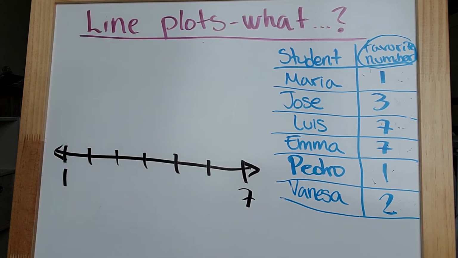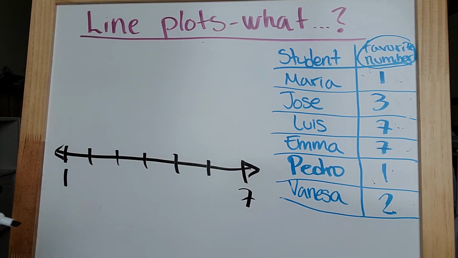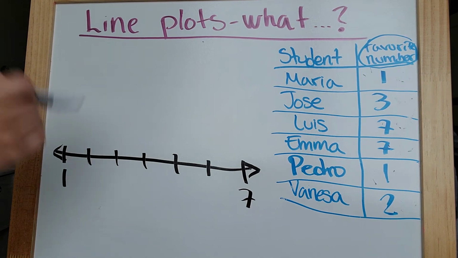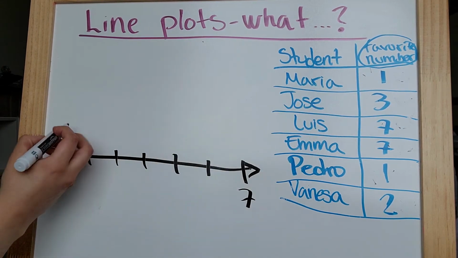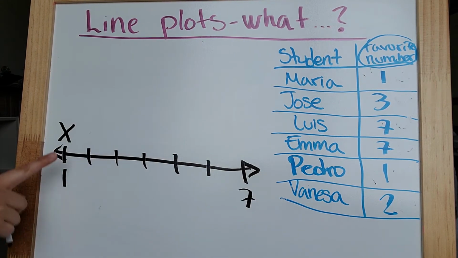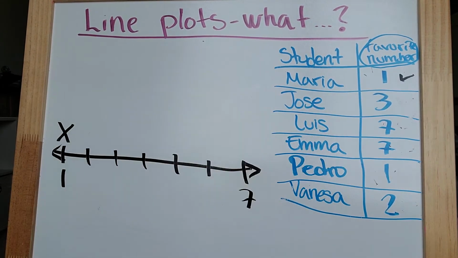Okay, now that I have this done, I can start marking. Very important that you do one by one and that you check mark your already made marked points. Okay, so I'm going to say Maria likes number 1 and I'm going to put an X above 1, above the marker. Very important. You have to put the X above the marker, not in between, but above the marker. And then I say, yep, I'm done with that one.